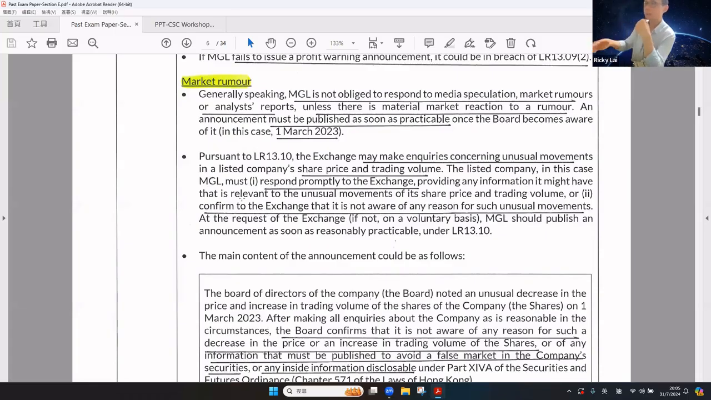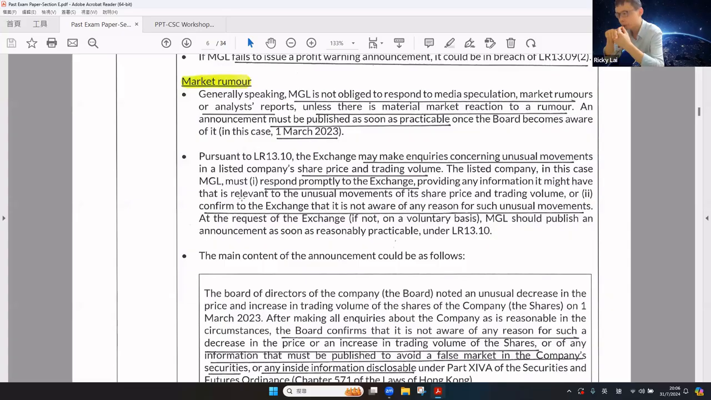Okay, so from time to time, there are many financial press and media talking about the listed company. The listed company is not obligated to respond to any market and media speculation or any analyst report or any market rumor, unless there is an unusual movement in share price and trading volume. If there is any material market reaction to the market rumor, the announcement must be made public as soon as practicable, that is on the day of March 1st.